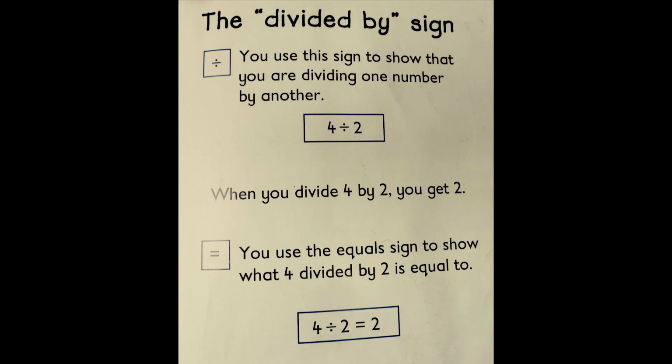The divided by sign. You use this sign to show that you are dividing one number by another. 4 divided by 2. When you divide 4 by 2, you get 2.